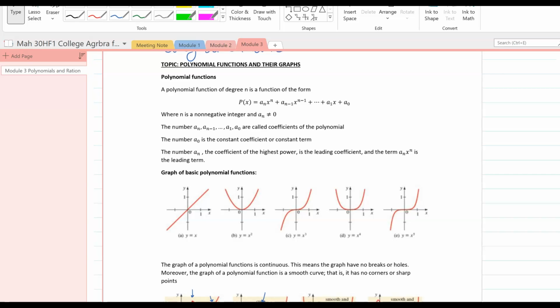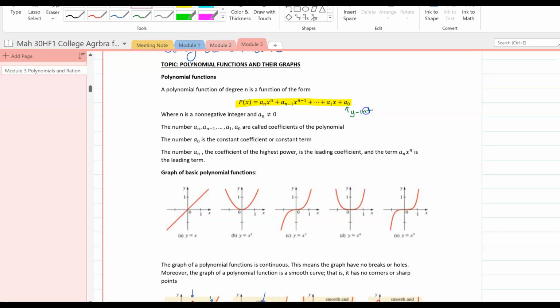A polynomial function of degree n is a function of this form, where n is a non-negative integer and a sub n is not 0. The numbers a sub n minus 1 to a naught are all coefficients of the polynomial. The number a naught is the constant coefficient or the constant term, or we also have this as the y-intercept when you graph it.